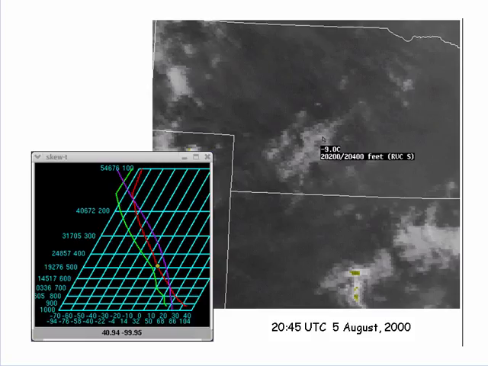Here we use the cloud height algorithm in AWIPS to evaluate what height these clouds are at. And we put our cursor over these clouds here in southwest Nebraska that we just saw in the viz. And we see the brightness temperature of -9. And it comes up with 20,200 feet. So that's over here where the yellow circle is plotted, 20,200 feet, right around 500 millibars.